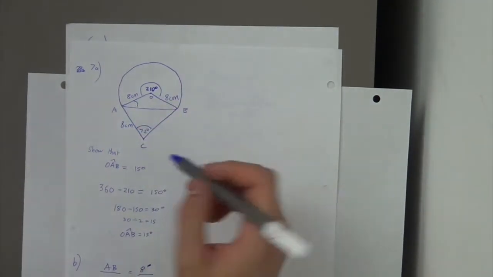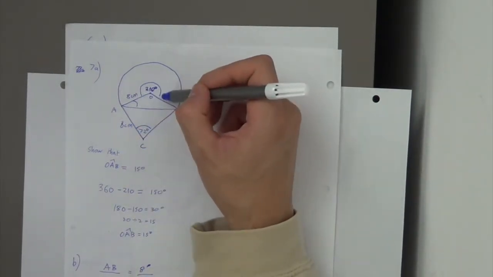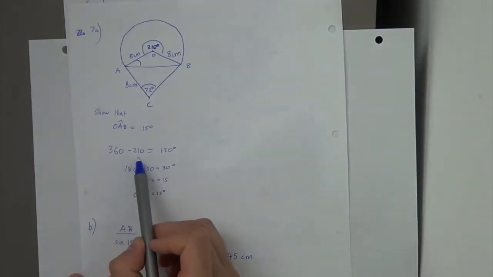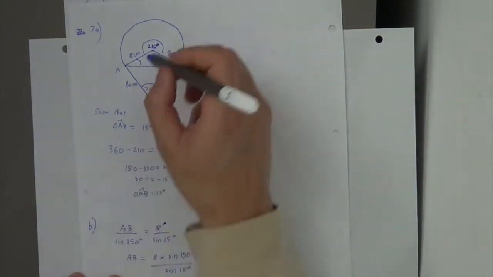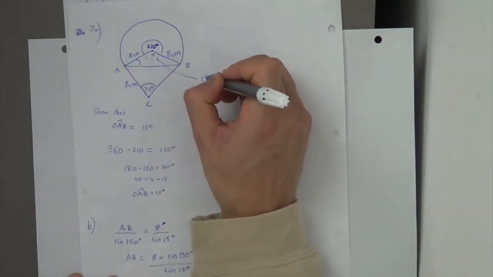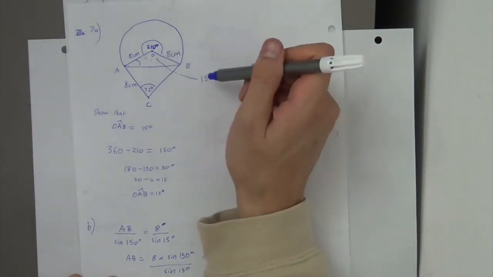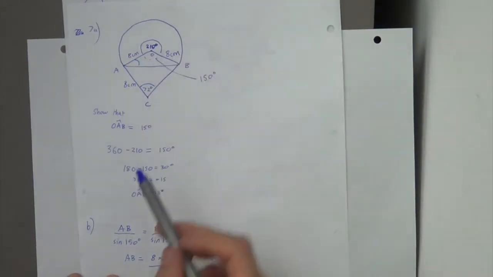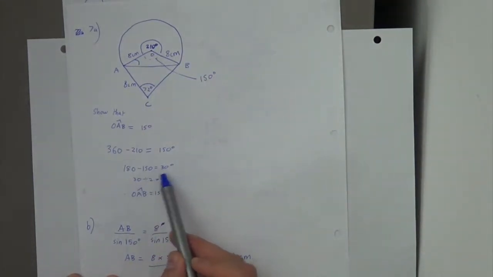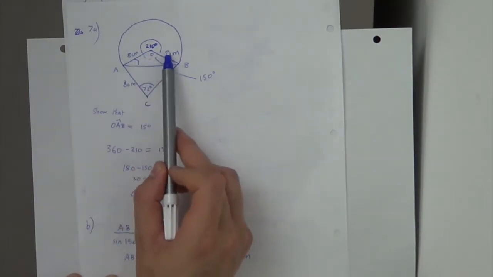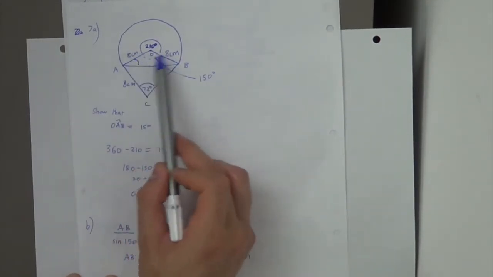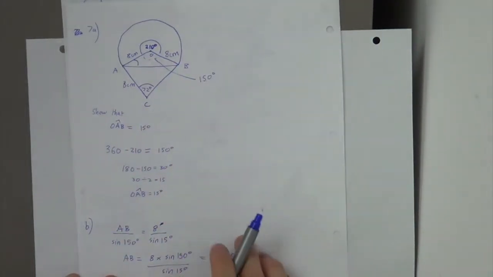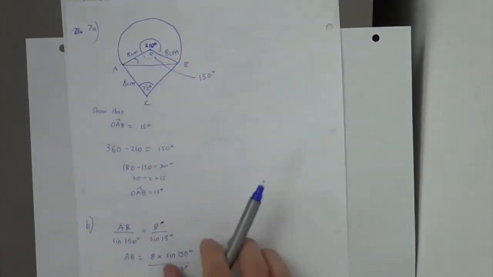Well, firstly, this is 210, and every circle adds up to 360. So look what I've done. I've done 360 minus 210 equals 150 degrees. So this is 150 degrees. And 150 degrees plus these two angles have to add up to 180. So I've done 180 minus 150 gives me 30. Because this is an isosceles triangle, two lines of the same length, I can do 30 divided by 2, which is 15. So each one of these angles is 15.